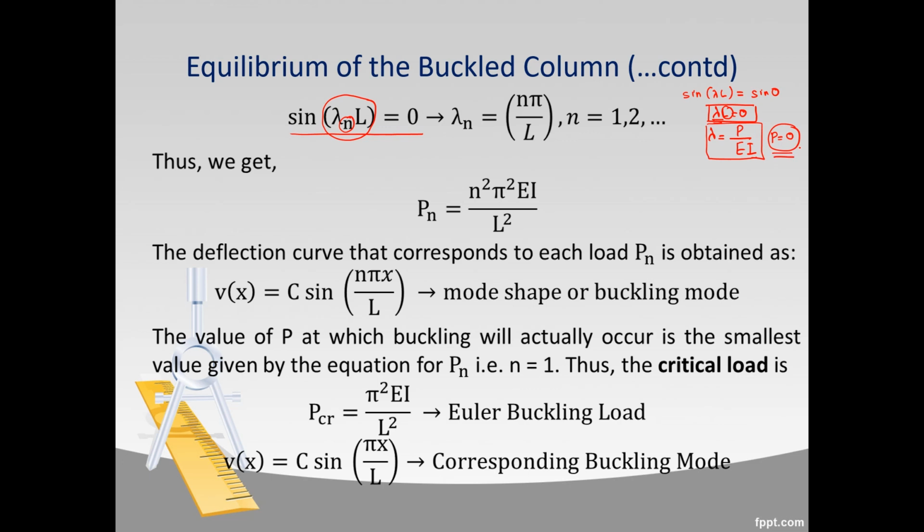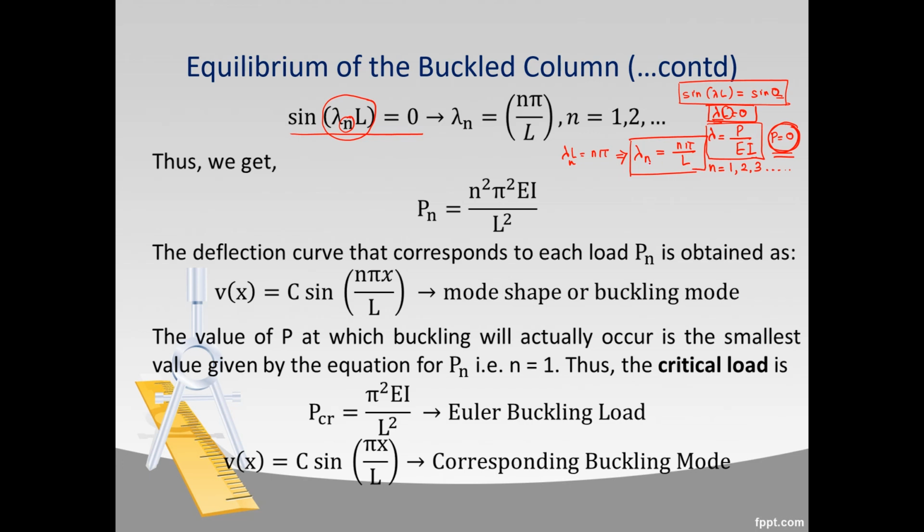Instead, we are trying to get the value of P. So we again have to ignore this simplest case in which sine lambda L equals to 0 such that lambda L equals to 0. Instead, we get the general values of lambda L other than this 0, so that lambda L equals to n pi, lambda n L let's say, such that lambda n is given now by n pi by L. N will start not from 0 but from 1, 2, 3 and so on. So this is the general value of lambda.